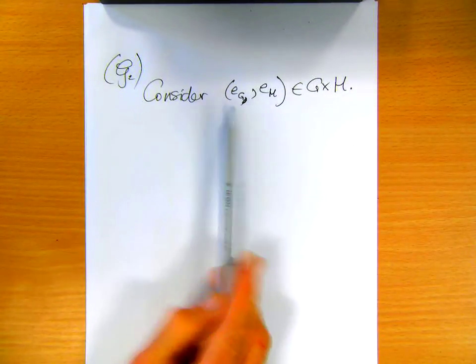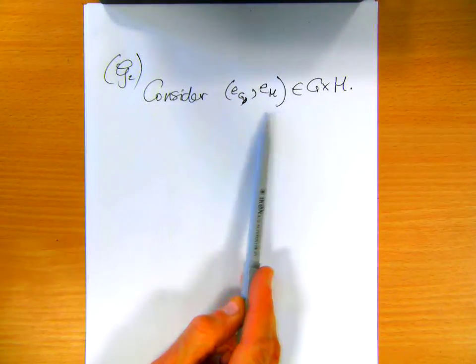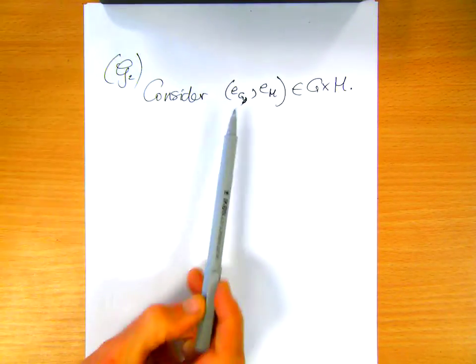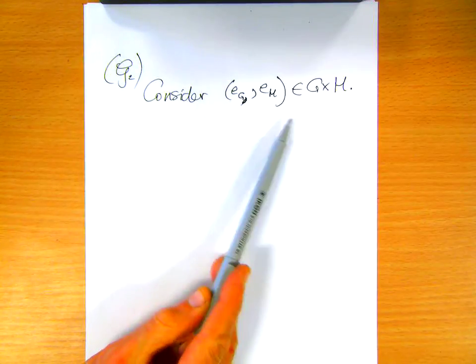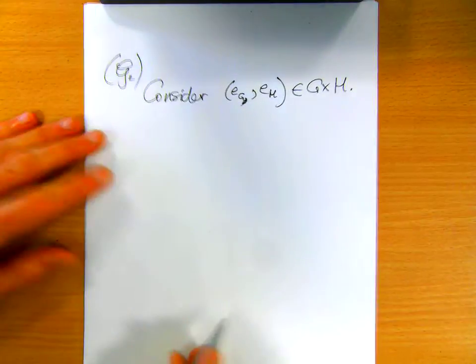that in the first slot. H has a special element, I'm going to put that in the second slot. So together I get a special element of G cross H. And so you think, well, if there's any justice in the world, which perhaps there isn't, this ought to be the identity element of G cross H. And in fact it is.